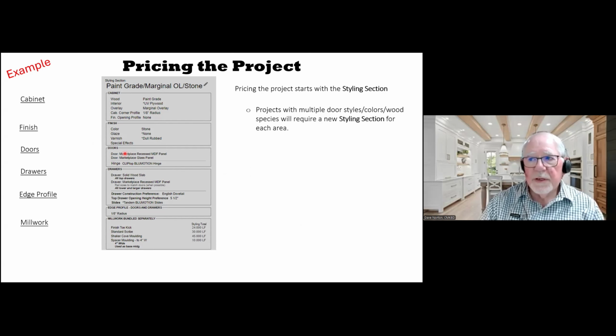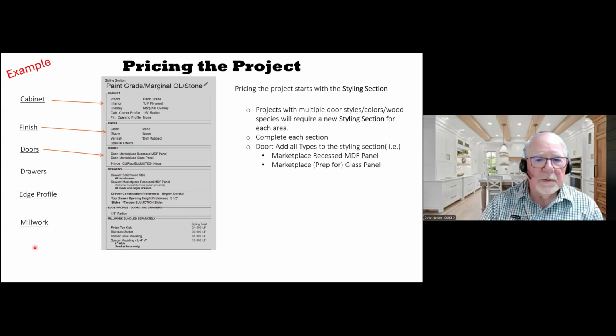So to price the project, you're going to start with our styling section, otherwise known as header information. So you're going to open a styling section. You're going to start completing the sections. It will take you through drop-down menus with the cabinetry, the finish. When you're placing doors, you can place multiple door styles. In this case, we're doing a marketplace recessed with an MDF center panel, as well as a marketplace with a glass panel. So we have some prep for glass doors.